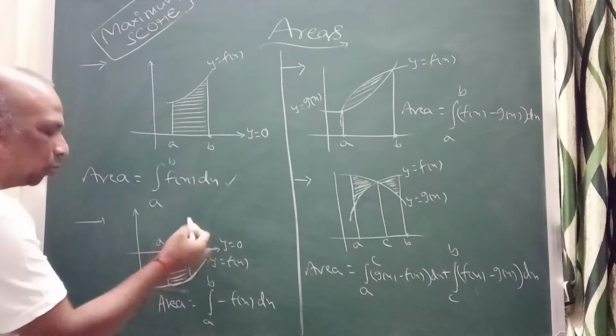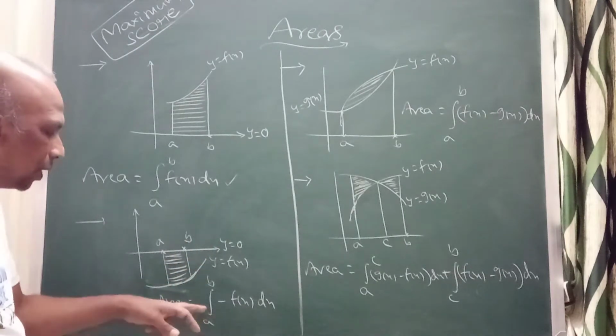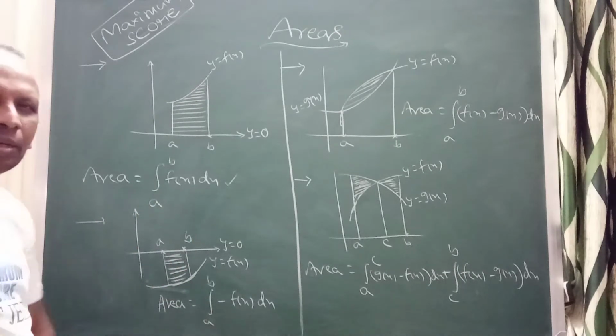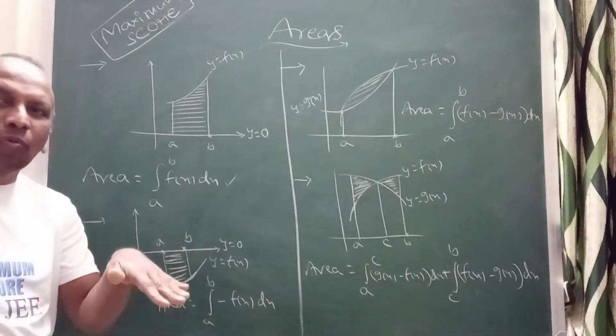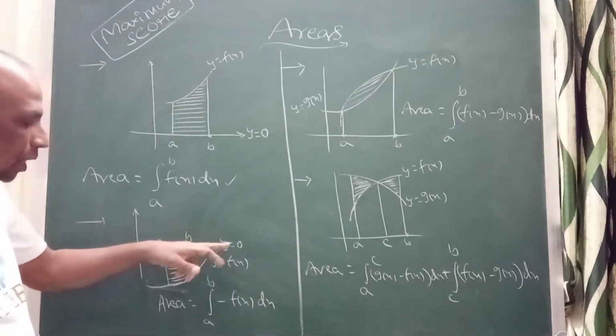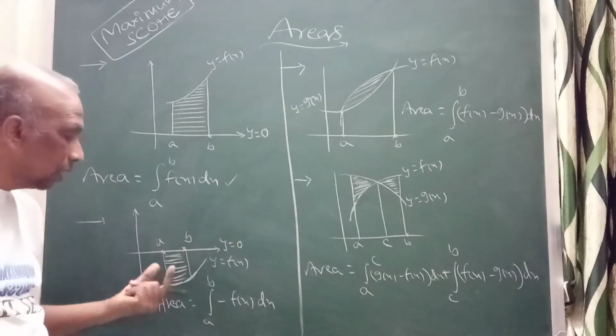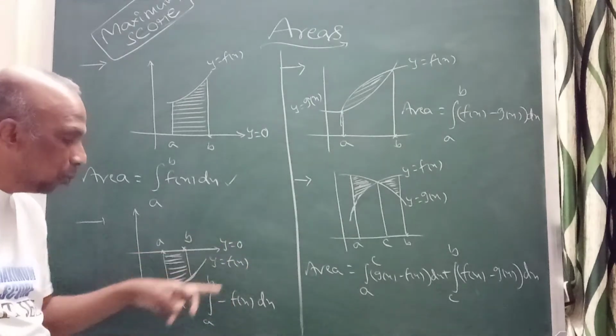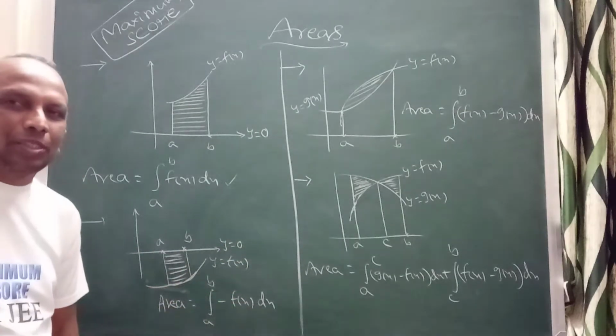Between the lines a to b, the curve is below the x axis. But you forget about that. You can think always upper curve minus lower curve. Upper is the line, so y equal to 0, the x axis. Curve y equal to f of x. So 0 minus f of x, minus f of x dx.